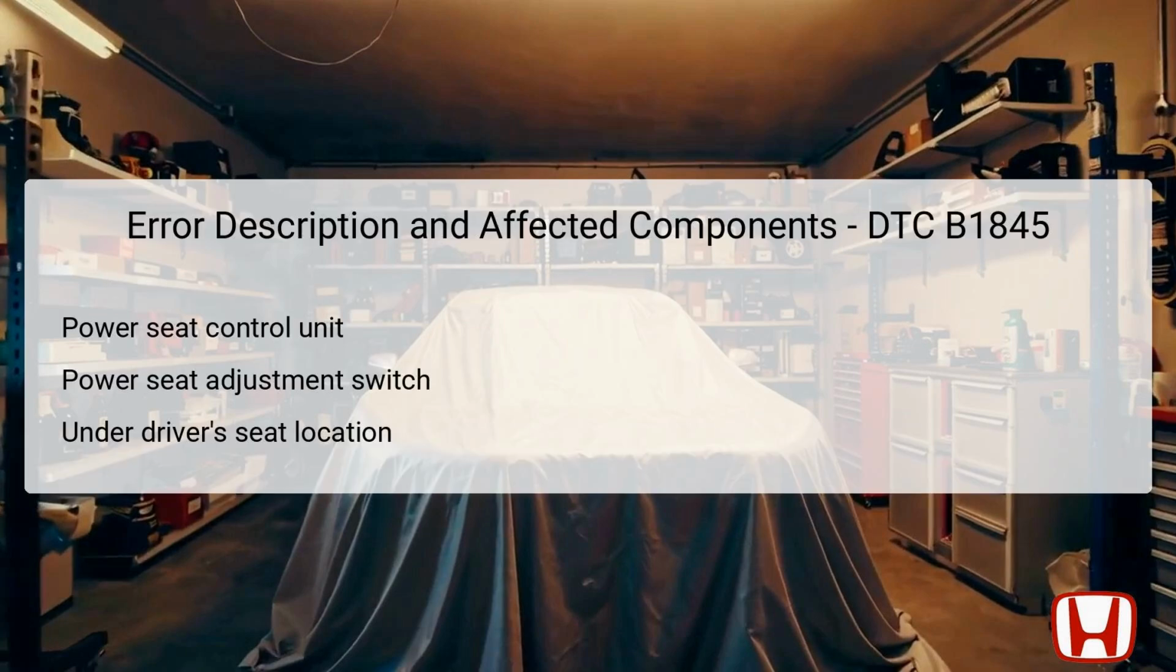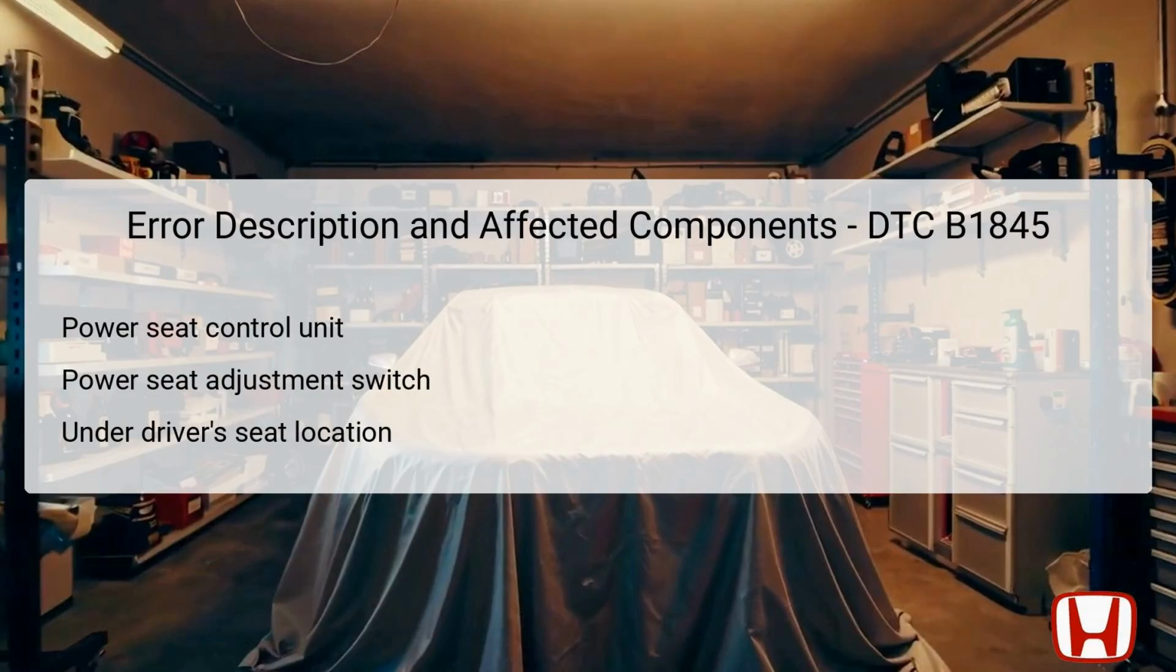The primary components involved when diagnosing DTC B1845 are the power seat control unit and the power seat adjustment switch. The power seat control unit manages all functions related to the position and movement of the power seats, and it is typically situated beneath the driver's seat, encased for protection. The adjustment switch allows the driver to recline and adjust the seat's position manually, and is generally located on the side of the seat. This code indicates that there's a malfunction in the electrical signals traveling through these components.